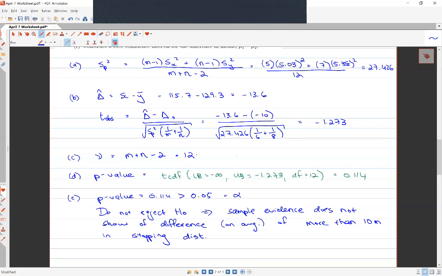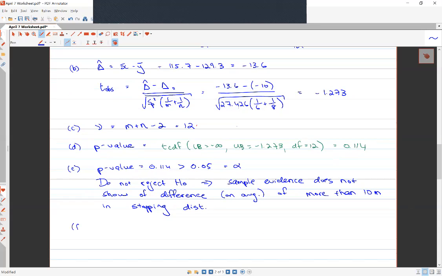But what does the sample evidence tell us? We can construct a confidence interval. So we again want 95% interval, which means we need t-value, area to the right, 0.025, 12 degrees of freedom. So you'll use t inverse with area 0.975, 12 degrees of freedom, and that gives you, in this case, 2.179.